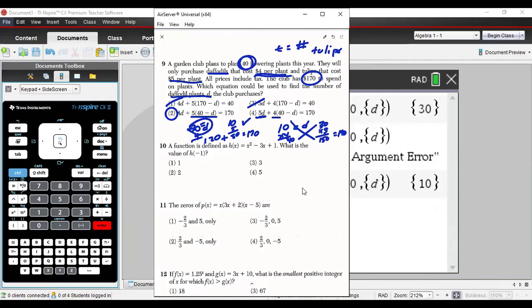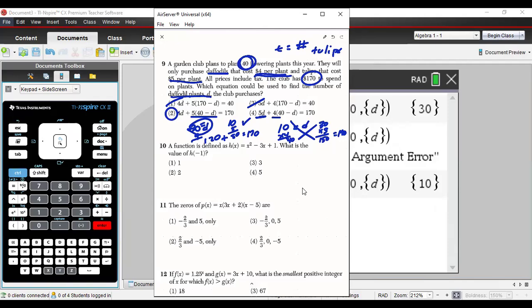I used a bunch of things here, but hopefully you see how I cobbled things together. I eliminated a couple choices. I solved for D, and then just to check to make sure the one that I chose was right, I actually used the amounts that they said, and we went from there.